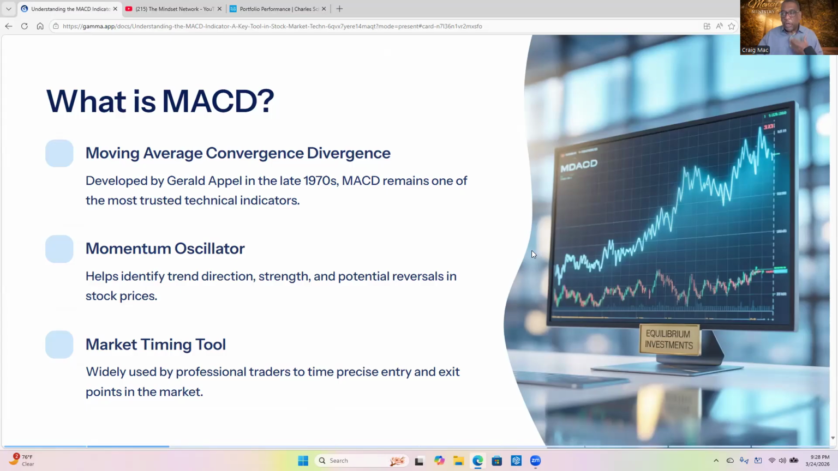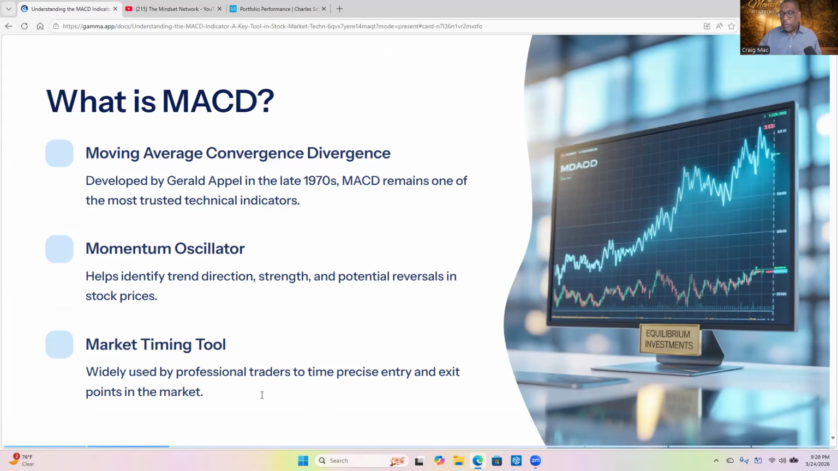Okay. So Gerald Appel created the MACD and remains one of the most trusted technical indicators, which I mentioned before. It's a momentum oscillator. So what that means is that it is a way for you to gauge the momentum or direction that the stock or index is going.